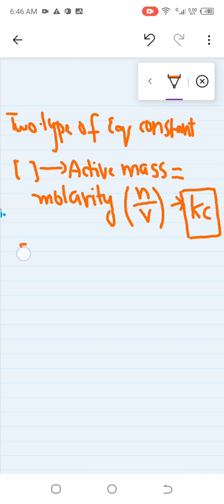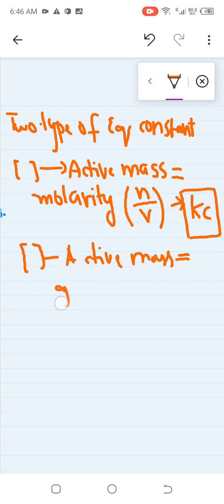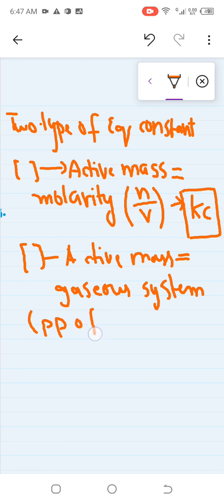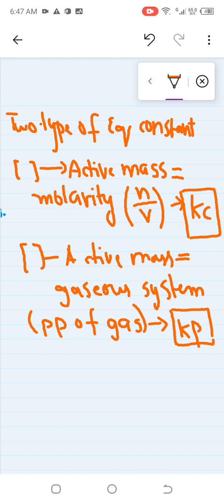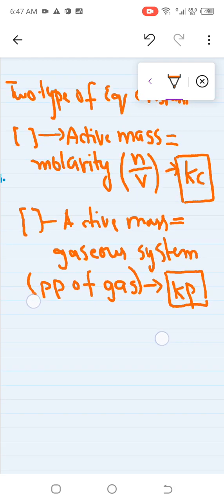But whenever in the equation we have a gaseous system, you will use the partial pressure of gas, which will be equal to Kp. Whenever it has been asked for the partial pressure of gas, it will be equal to Kp.